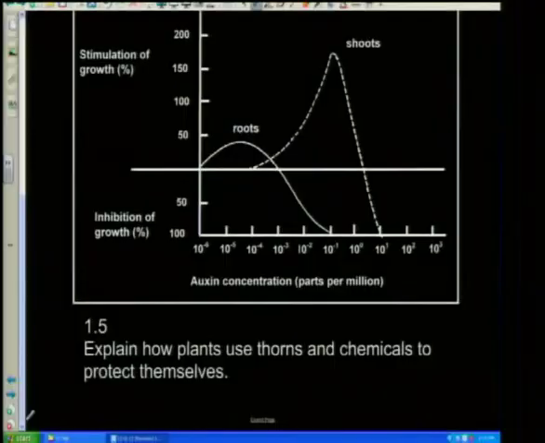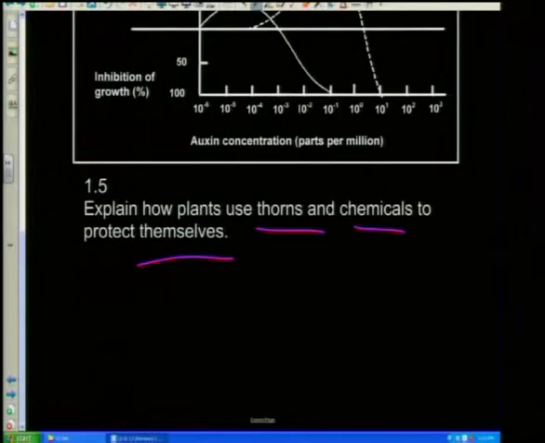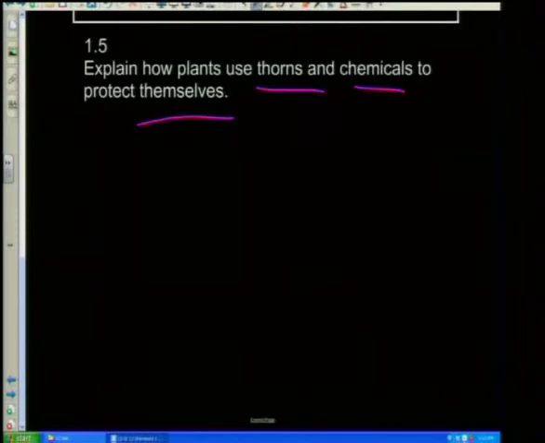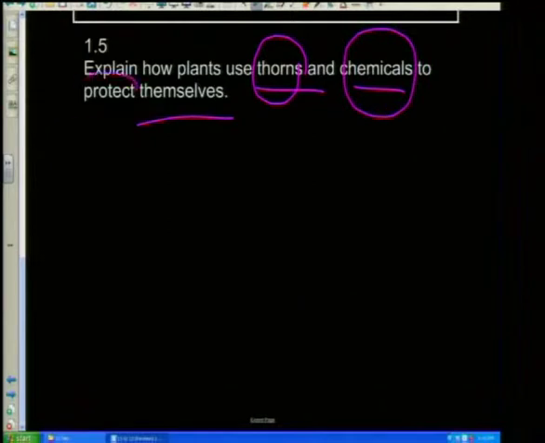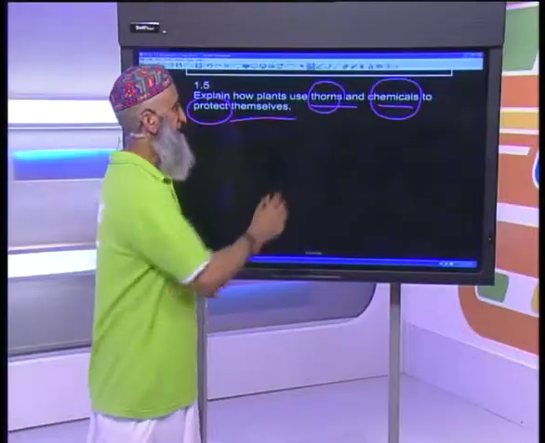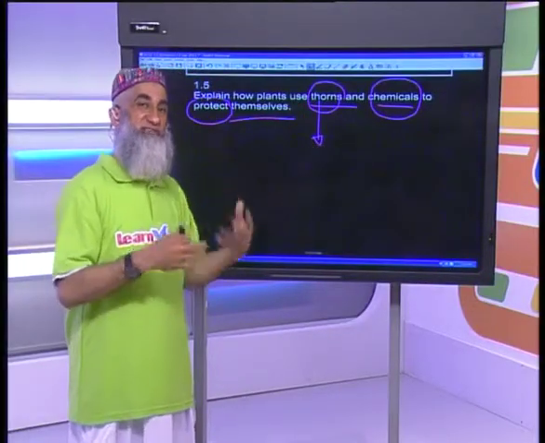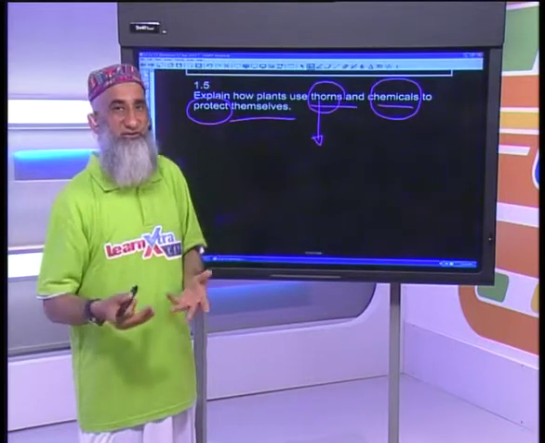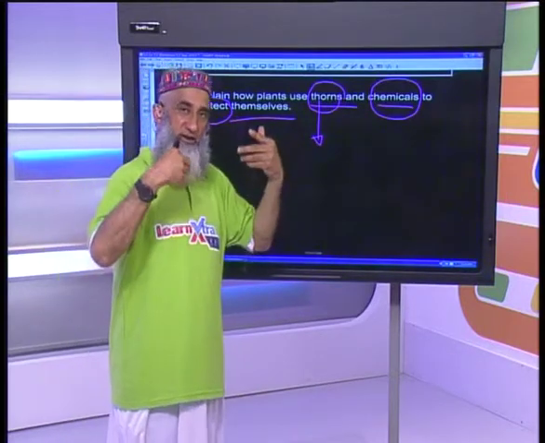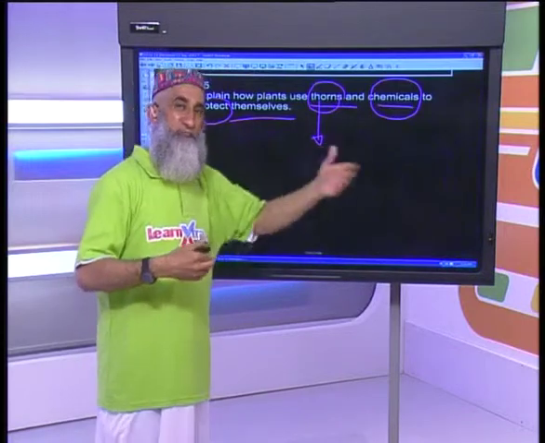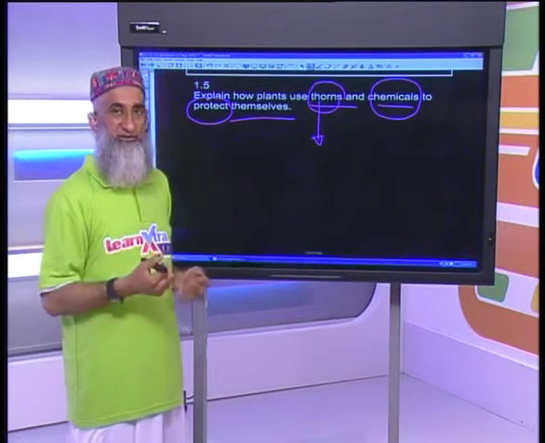The last question says, explain how plants use thorns and chemicals to protect themselves. Simple story here. 3 words again. Thorns, chemicals, protection. They want to know, how does a plant use these things? The first one is obvious, guys. If the thorn is on a plant, and if an animal eats the thorn, the animal will get hurt. So the animal, by learning this experience, will not eat that plant again. So it's a protective function.